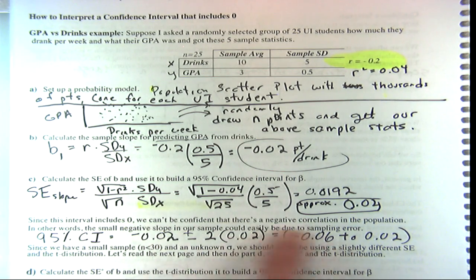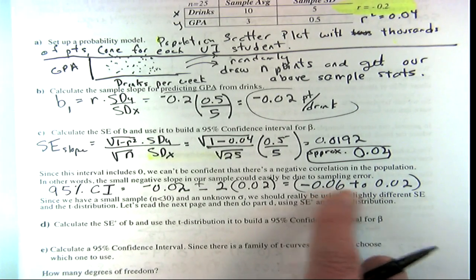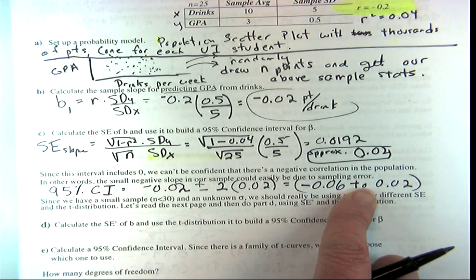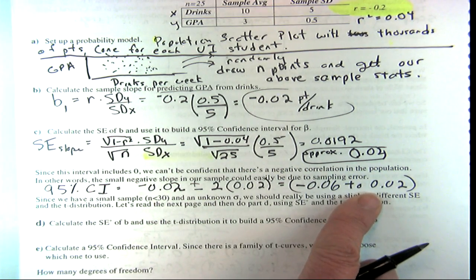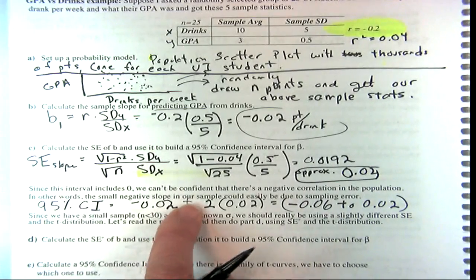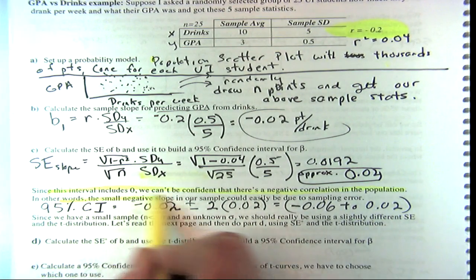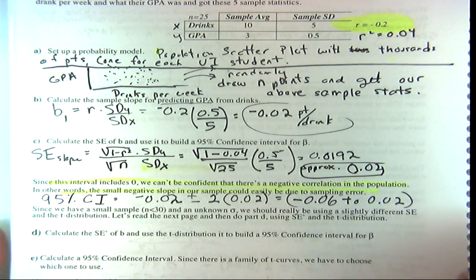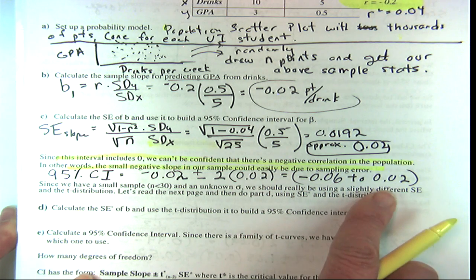Now, this interval includes 0. Yeah, it's more likely. That interval, we can't be sure. We can't be 95% confident that there's a negative correlation in the population. In other words, the small negative slope could easily be due to sampling error. So we don't have enough evidence. We'd have to get a bigger sample and do it again. Does that make sense to people? Because our confidence interval includes 0, there might not be any correlation. It even includes positive.